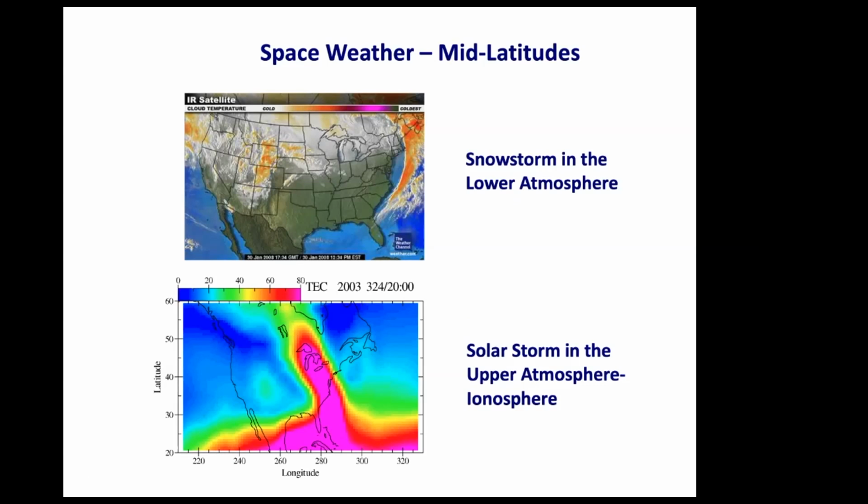This slide shows a comparison of weather features in the lower atmosphere, the troposphere. Here you have a snowstorm to the east of Utah, and we have another storm to the east of the United States. That's in the lower atmosphere, the troposphere.